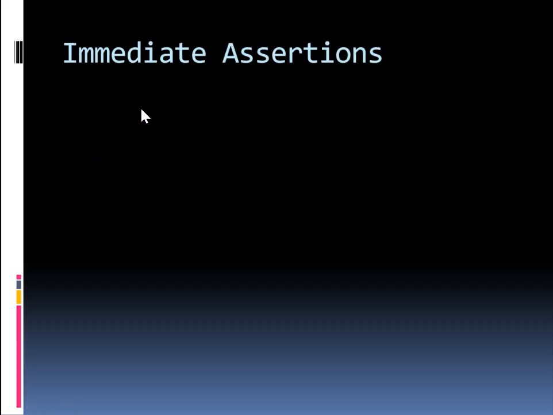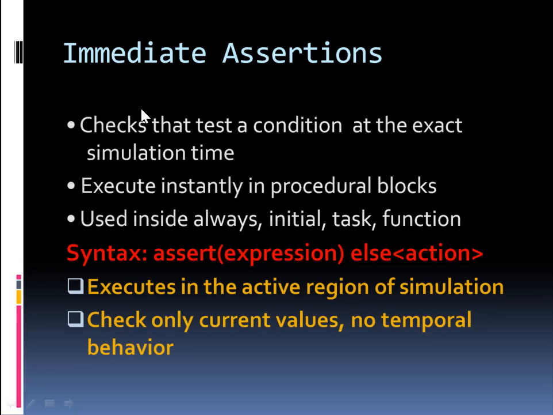Immediate assertions are simple checks that test a condition at the exact simulation time. They behave like an if-else statement to catch instant errors in logic. They cannot check sequential behavior across time like concurrent assertions. They are used to model combinational circuits. They are used inside procedural blocks, that is, always block, initial block, task, and function. The syntax is assert expression, then an else statement, and then the action.